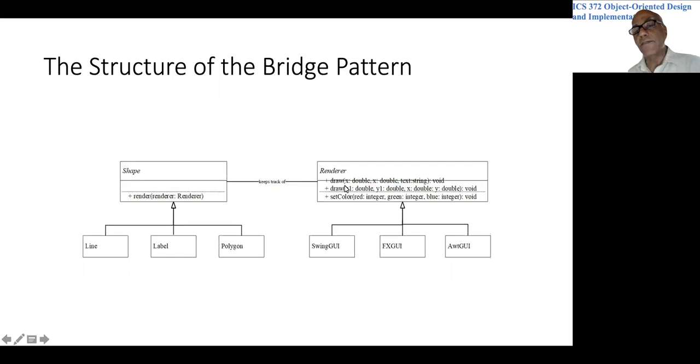Notice that the kinds of draw methods here should be sufficient to take care of all possible shapes. For example, I don't have a mechanism for drawing images. So if you have image as a shape, then we are going to be in trouble. So when you create the renderer interface, or the abstract class if you choose to make it an abstract class, you should have enough functionality to take care of all potential shapes.